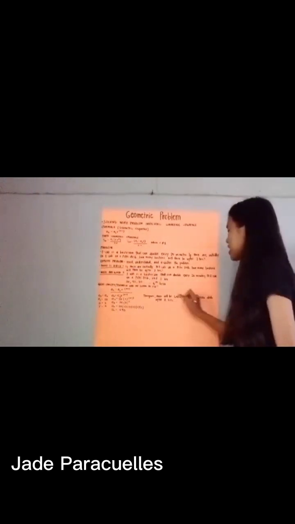Therefore, there will be 640 E. coli in the petri dish after 2 hours. Thank you.